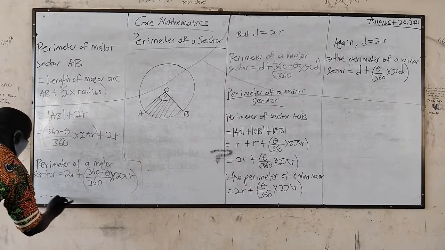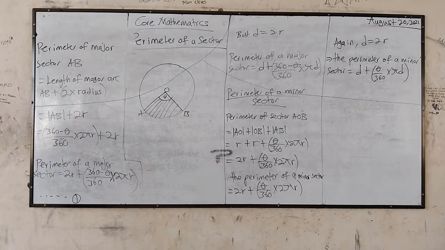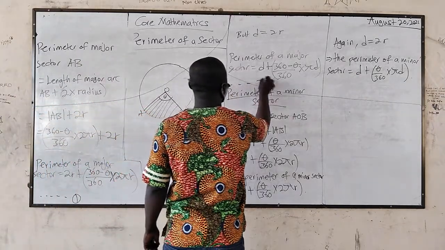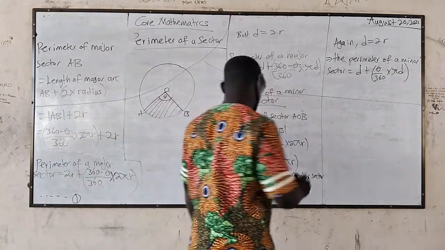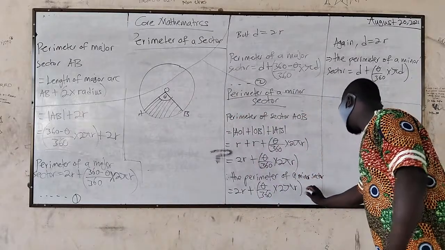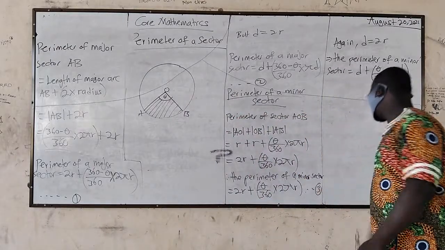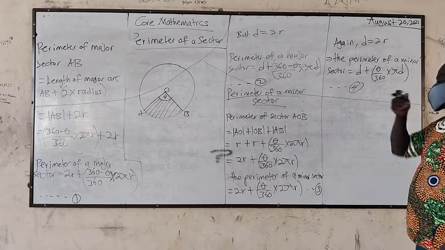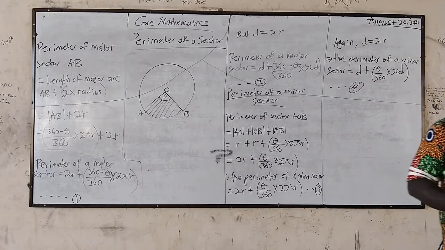So we can call this one formula number one. This is formula number two. This is formula number three, and of course this is formula number four. I hope it's clear.